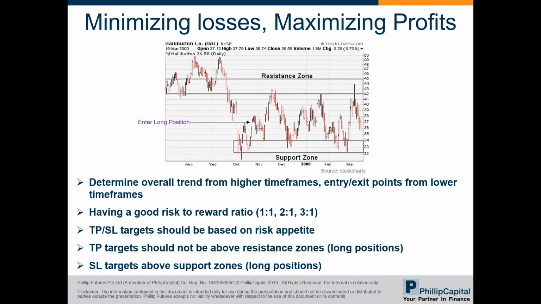So it's always good to have 1:1 at the least. 2:1 is better, so that at least if you have one winning trade, you can actually cover two of your losing trades for break even, if let's say you were unlucky in that sense.